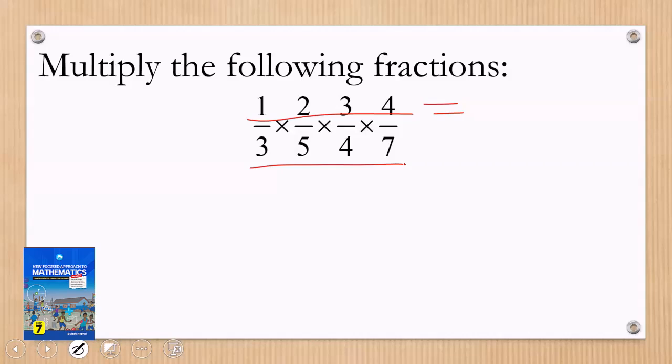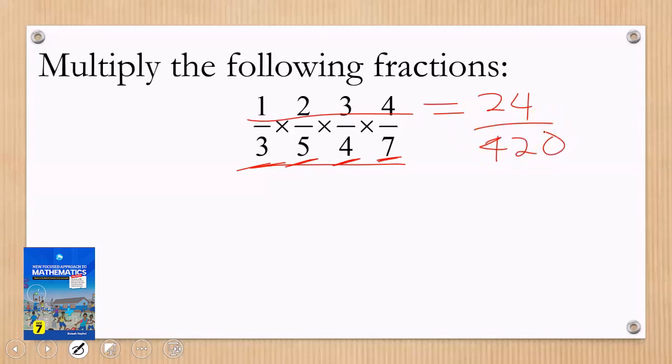Now let's multiply: 1 times 2 is 2. 2 times 3 is 6. 6 times 4 is 24. So we have 24 here, right? Now on the part of the denominator, we have 3 times 5, which is 15. 15 times 4 will be 60, right? And then 60 times 7 is 420. So we have 420 here.